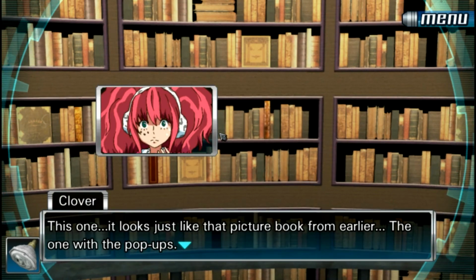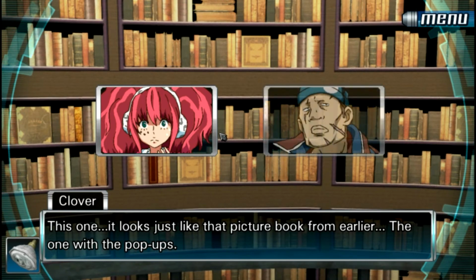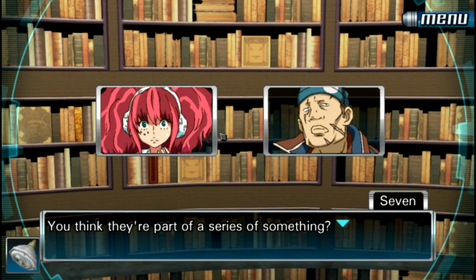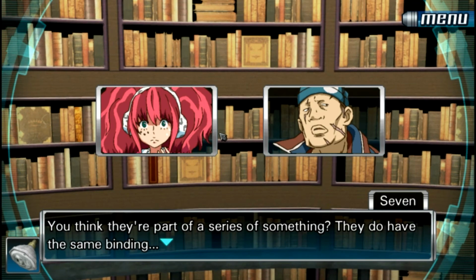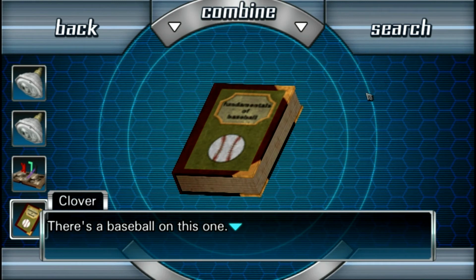This one, it looks just like the picture book from earlier. The one with the pop-ups. You think they're part of a series or something? They do have the same binding. Okay, well, let's check inside. There's a baseball on this. There's a baseball on this one! Come on, Junpei, let's see what's in it!